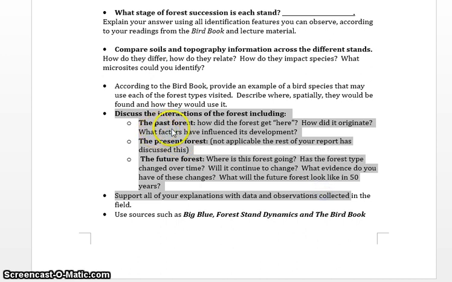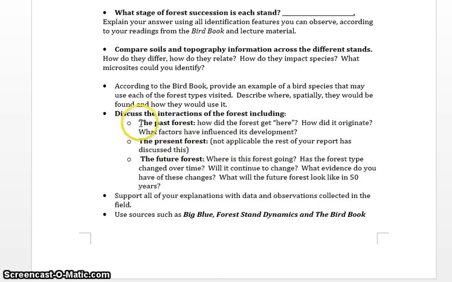It's to help us understand what ecology can tell us about the development of the forest. At present, that's what we're doing today. You are gathering the data of the present forest. So you're going to provide in the report presently what you found. And based on what you found today, where has this forest come from? The past forest. How did it get here?